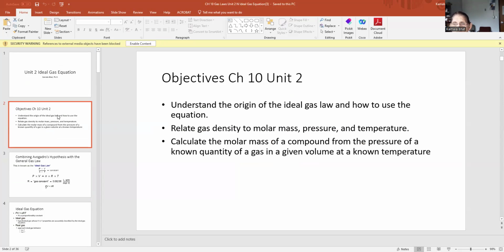Calculate the molar mass of a compound from the pressure of a known quantity of gas in a given volume at a known temperature. And beyond that, we will just go along and see how these expressions are used in stoichiometry, and some self-study questions will be included.